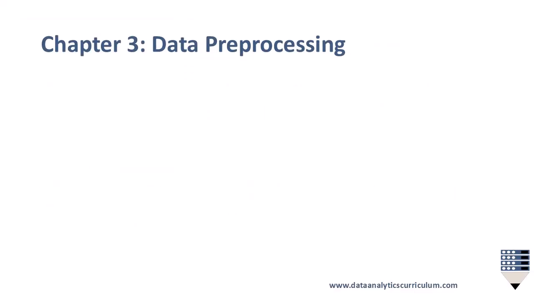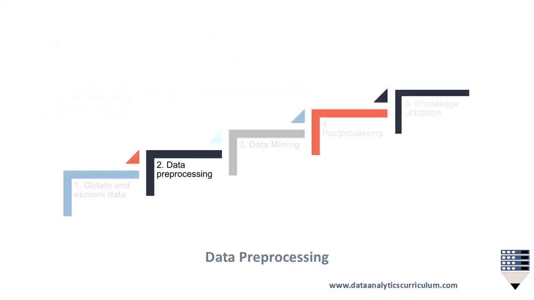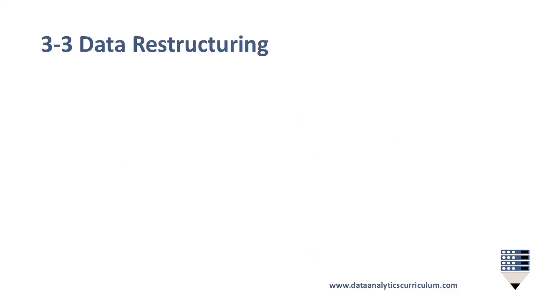Chapter 3: Data Preprocessing. Data preprocessing is an essential step to prepare data for mining. It involves data wrangling, cleaning, modifying, and restructuring. Data preprocessing is the second of the 5 major steps in data mining. Welcome to Lesson 3-3, Data Restructuring.